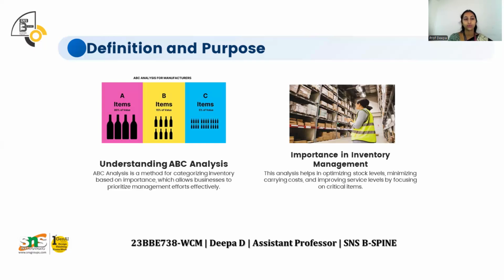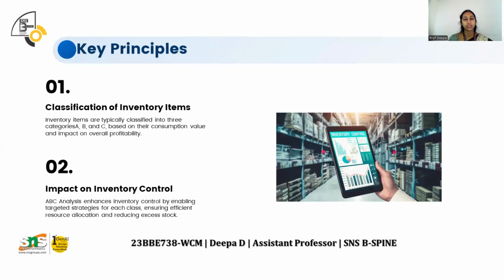The key principles: the first one is classification of inventory items, and second is impact on inventory control. You can easily categorize. This ABC is nothing but categorization. It doesn't have any special meaning. Just simply classify A items, B items, and C items based on their consumption value, and it also depends upon their profitability.